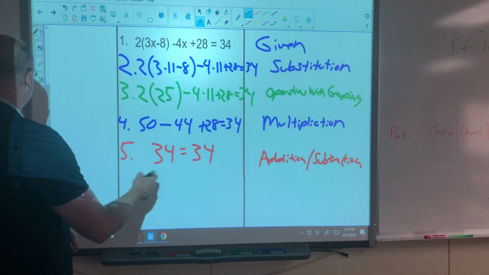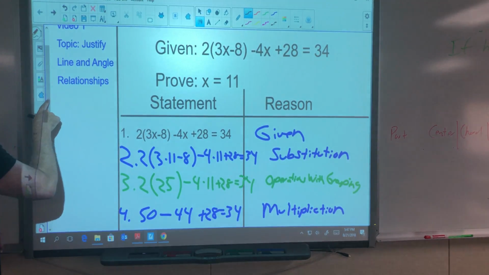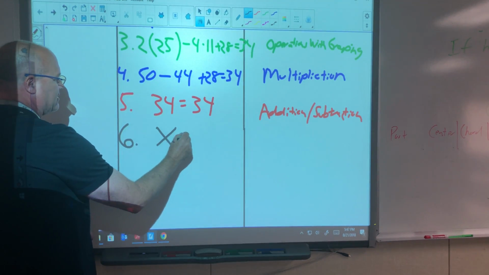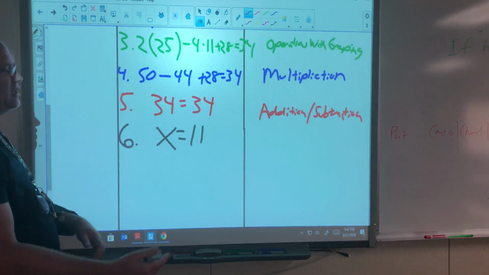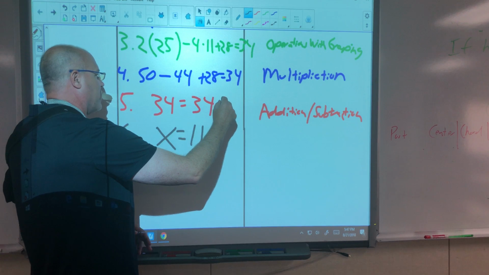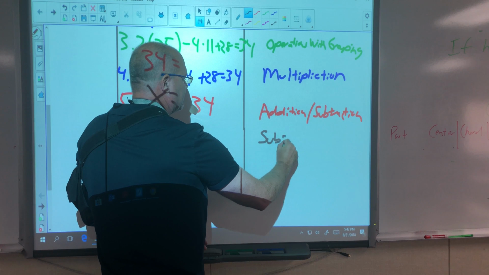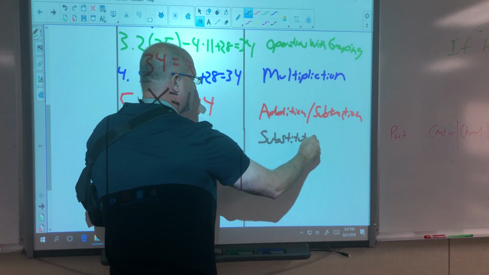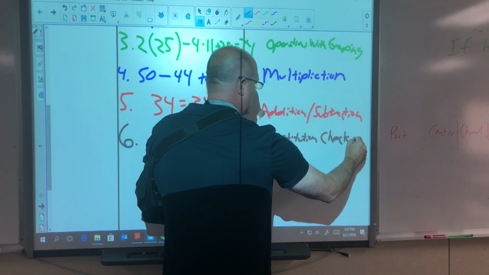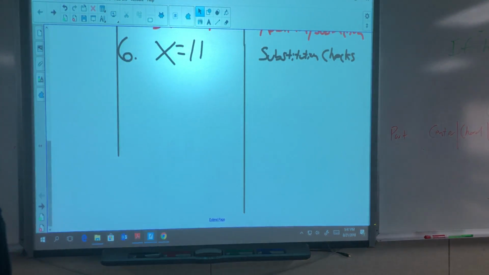All right, now are we done? We need to say that x equals 11. So our sixth statement here is we're going to say x equals 11, and the justification would be, because usually what you do in IM1 and pre-algebra, you just kind of check, we're going to say substitution checks. And that's it. So that's your introduction to 2-column proofs.